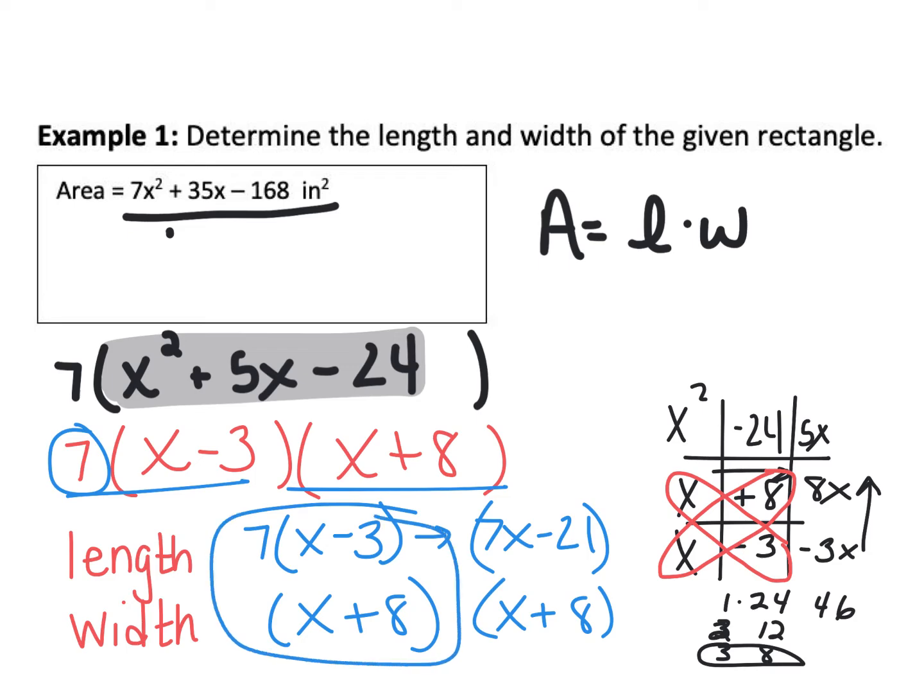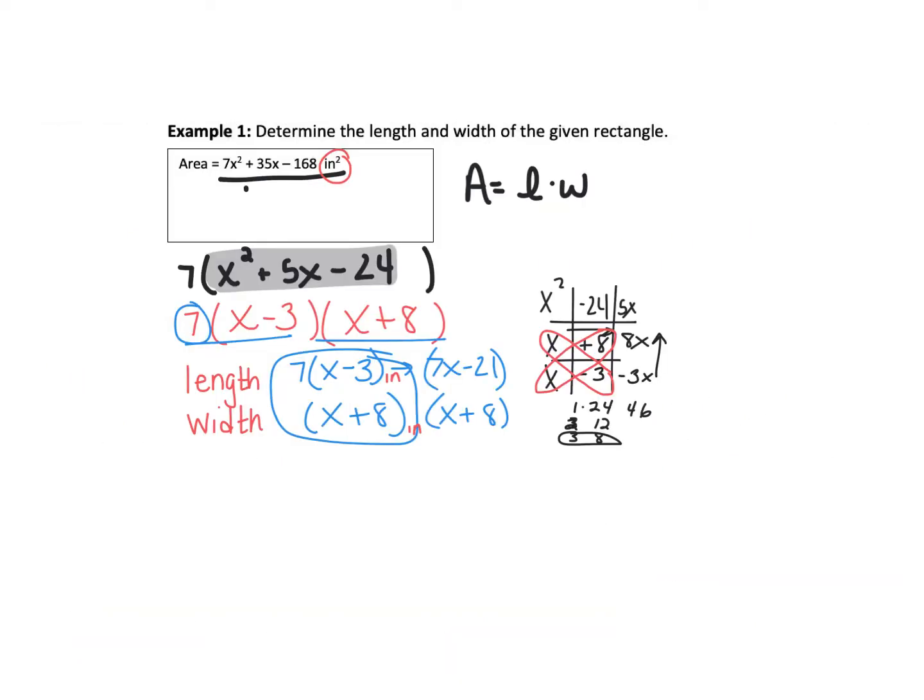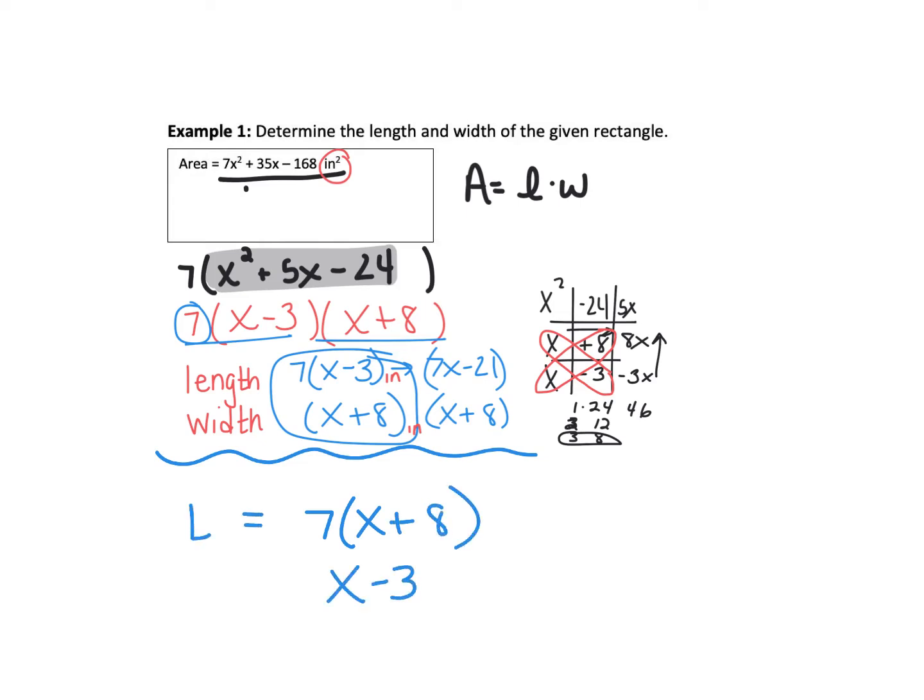The only thing I'm missing here would be units, and back at the start I had inches squared, so this would be 7 times the quantity of x minus 3 inches and x plus 8 inches. And just so you're clear, the other solution that I would also accept would be to say one is 7 times x plus 8 and the other one is x minus 3. So you could say this is the length and this is the width. Doesn't really matter which one you put the 7 with.